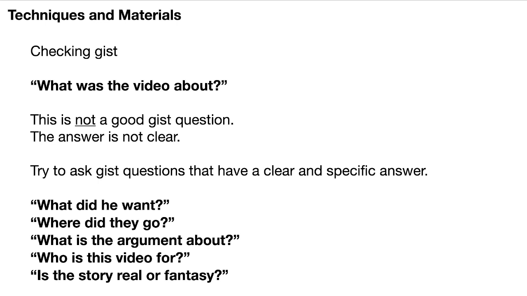Okay, so here are some example gist questions. What did he want? Where did they go? What is the argument about? Who is this video for? Is the story real or fantasy? These are examples of gist questions. Now, obviously, depending on the type of text, the gist question will change. Different texts have different main ideas. But try to ask questions that have a clear and specific answer. So when students answer, you can know that they have answered well. Okay. So what was the video about? This question is too broad.